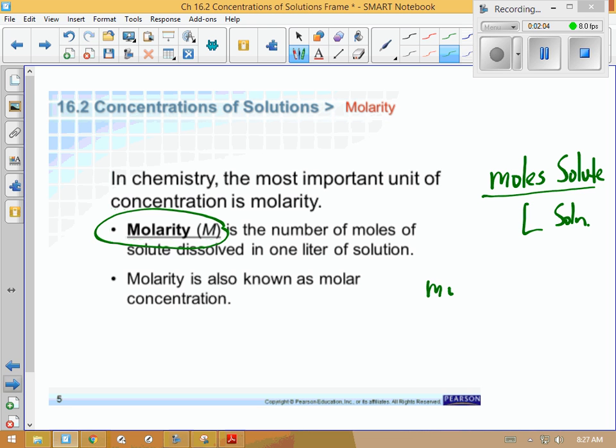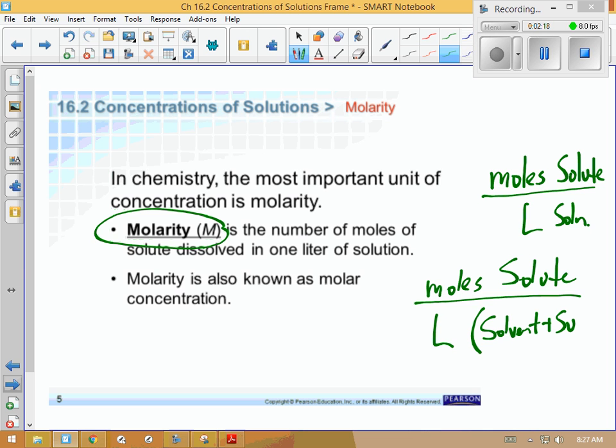So let me write that again. Moles of your solute over liters of your solvent plus your solute. Does that make sense? You just measure whatever volume you end up with. How many moles of solute do you put in it? And we also call that molar concentration. So you might be asked, what's the molar concentration or what's the molarity? Molarity, moles over liters.